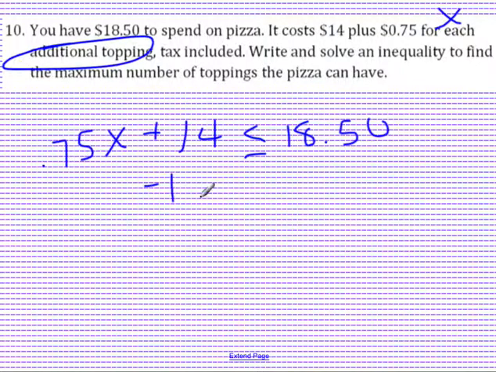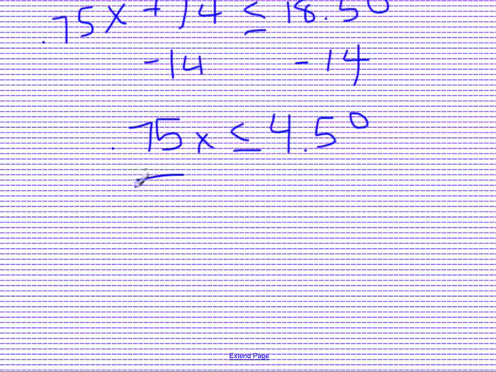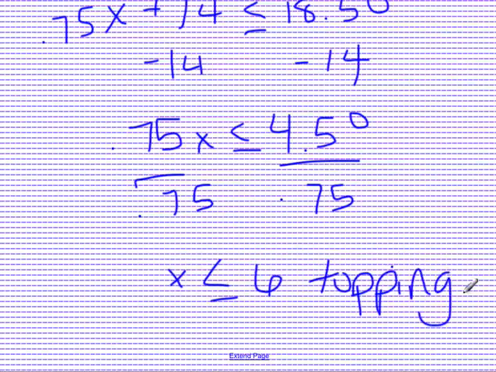So I'm going to start by subtracting 14 from both sides. So I have 0.75x is less than or equal to 18.50 minus 14, which gives me 4.50. Now, in order for me to solve for x, I need to divide both sides by 0.75. And I end up getting 6. So x is less than or equal to 6 toppings. That means at most we can get 6 toppings. We can't get 7 toppings. We can get 6, we can get 5, we can get 4, all the way down to 0.